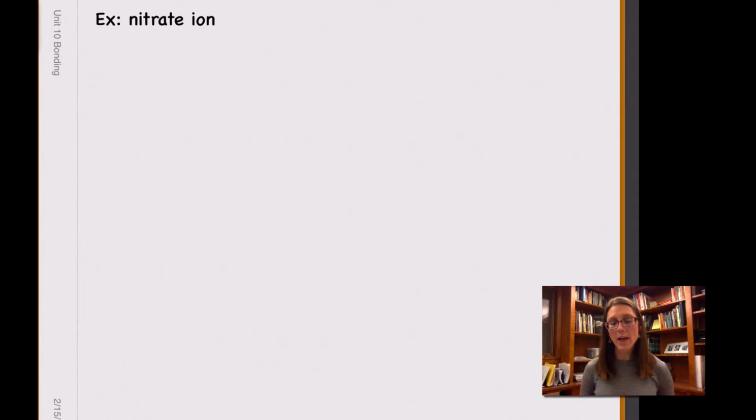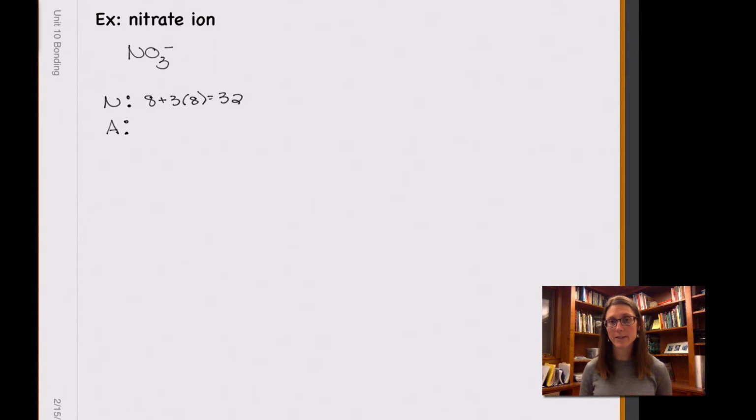Let's look at one more. This is the nitrate ion, which has a formula of NO3-. Again, we're going to navigate it. So we're going to calculate a number of needed electrons for the nitrogen and 3 oxygens. And then we're going to calculate the number of available electrons.